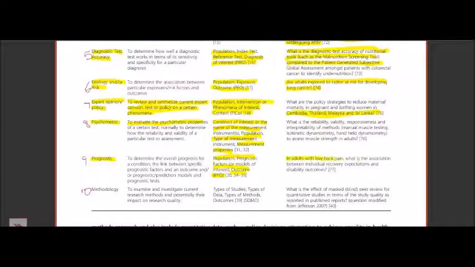The ninth one that they're talking about is the methodology. Here we go. To examine and investigate current research methods and potentially, this usually we do in a literature review also. Now, types of studies, types of data, types of methods and outcomes which we are normally taking care of, which is called SDMO. This is something which all of us can use in our quantitative study. So two or three of them are there. So try to understand where they are coming from, and what kind of things are available, so that we can carry forward.